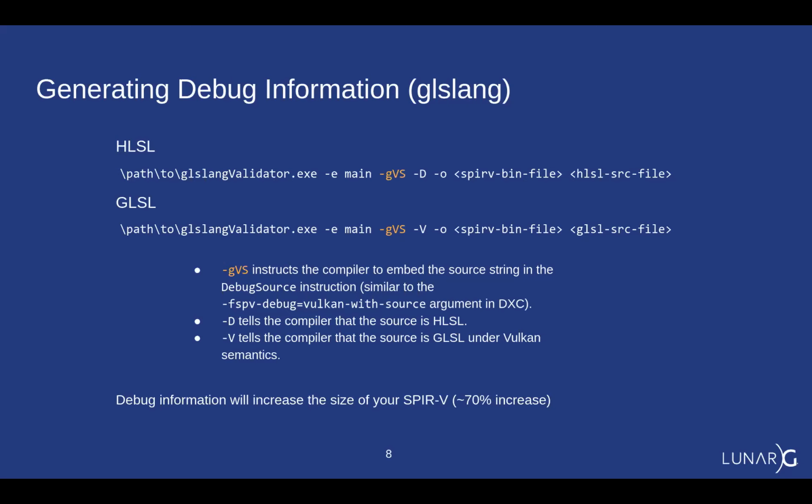The -gVS command line argument is the most important thing on this slide. It's very similar to the argument we just talked about in DXC. It instructs the compiler to embed the source string in the debug source instruction. If you do not do that, RenderDoc will not work. The last thing I need to mention at the very bottom is that during the development of this extension for glslang, I saw about a 70% increase in size of SPIR-V for the shaders I was working on. It's just something to be aware of because you probably don't want to ship your debug information embedded in your SPIR-V.